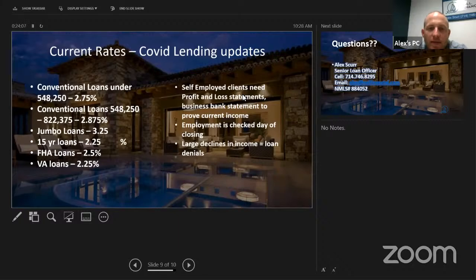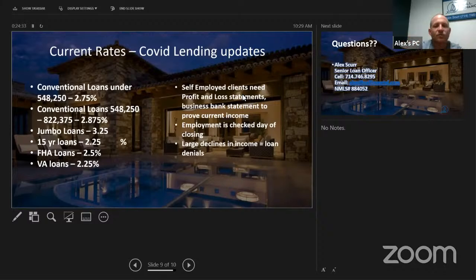They take a look at a P&L from 2020. They take a look at a P&L from 2021. They make sure that the money that you're claiming as income on 2021 comes in each month for the last 3 months, roughly. If you had a P&L for the first 6 months of 2020, they'd like to see 1/6 of the amount that you're claiming as income go in each month.